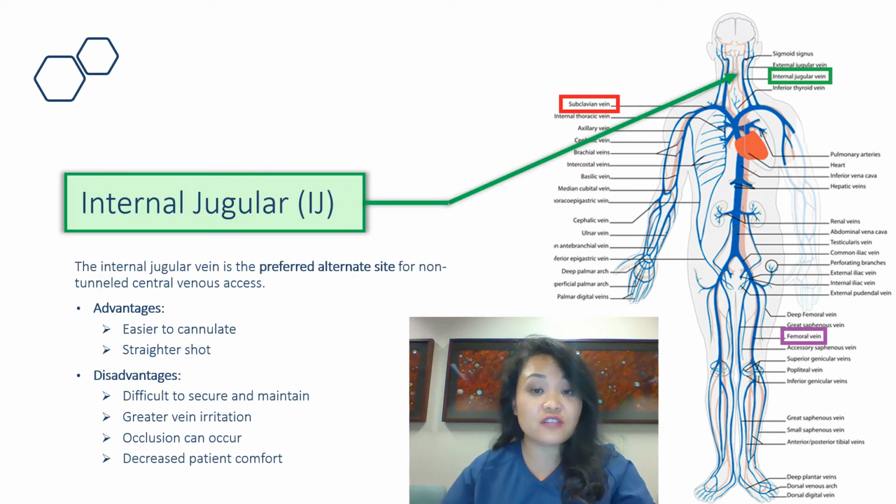The internal jugular vein is the preferred alternative site for non-tunneled central venous access. Some of the advantages are that it's easier to cannulate than the subclavian, and it's a straighter shot to the superior vena cava. The disadvantages are that it's difficult to secure and maintain an intact dressing. There is greater vein irritation due to catheter movement. Occlusion can occur with head and neck movement, and there are decreased patient comfort and mobility.